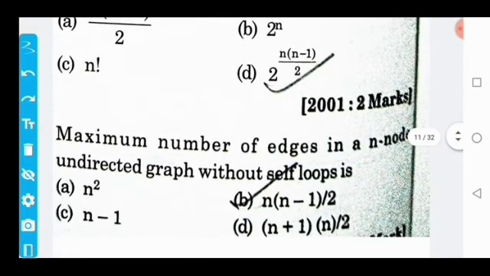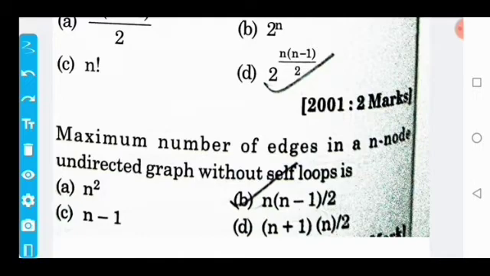The next question is based on the above question: the maximum number of edges in an n node undirected graph without a self loop is. There are also 4 options, and the correct answer for this is B, meaning n into n minus 1 by 2. Why? Because in the case of the maximum number of edges of an n node undirected graph without self loops, we need approximately and completely n into n minus 1 by 2.